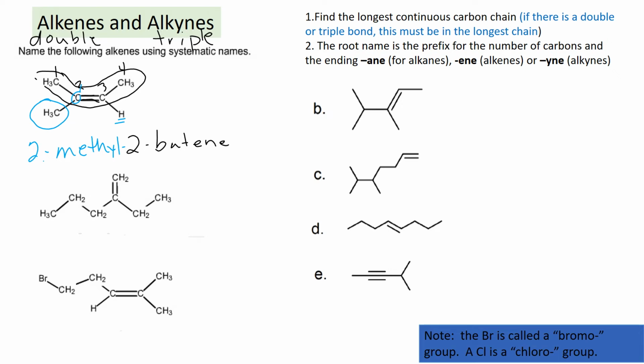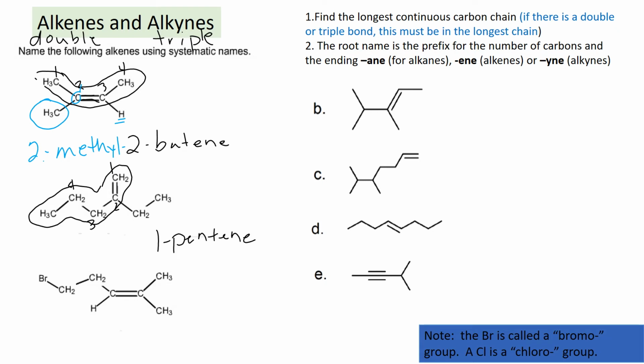Now this one, our longest chain has to contain the double bond, so we can't take the zigzag piece. We've got to have the double bond. So we'll go this direction because that's the longest part that contains the double bond. Also in the numbering, we're going to number it so the double bond gets the smallest number. So we're going to number it 1, 2, 3, 4, 5. So this is pentene. Pent for 5 carbons, ene for a double bond. And we're going to call it 1-pentene because the double bond is on the first carbon.